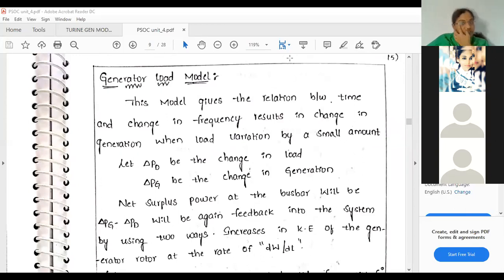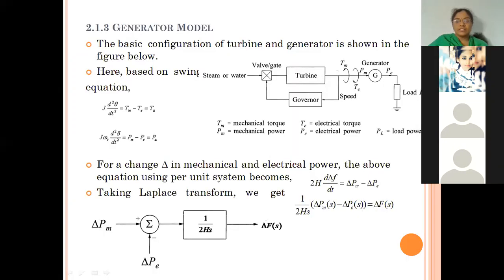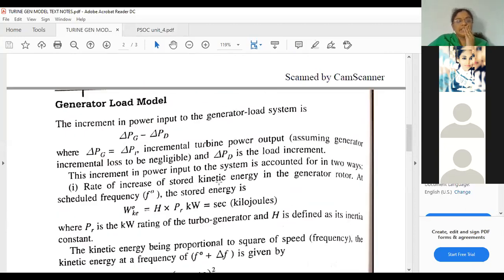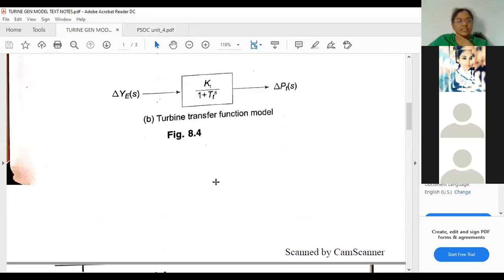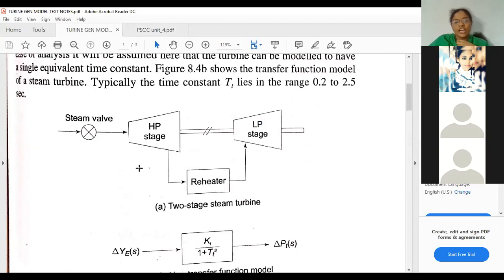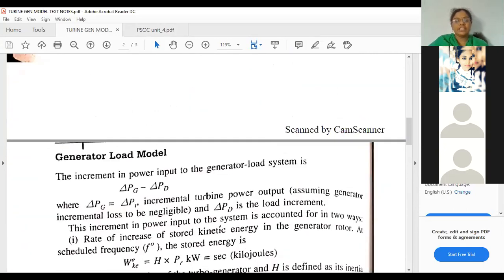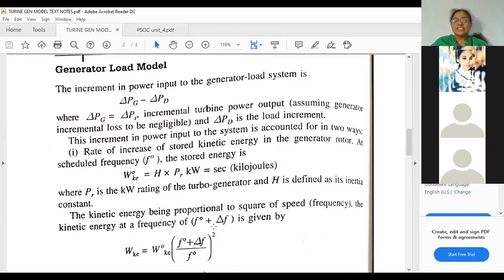So the generator model. Here I'll explain it from one textbook, as it is good in that textbook, so I have taken that. See here. The turbine model I already explained. From the high pressure stage, through the reheater, to the low pressure stage, and we are taking the function. And now the generator load model.